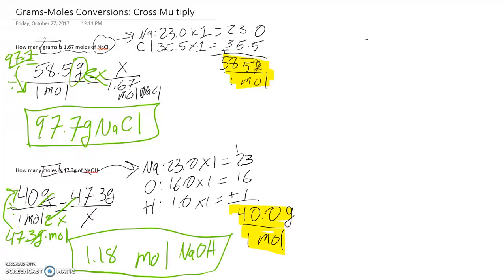And once again, I know that I did my answer correctly because the question says I have 47.3 grams of sodium hydroxide, and that's just a little bit more than 40 grams. So that tells me I should have a little bit more than 1 mole of sodium hydroxide. And I do, which tells me that I did this correctly.